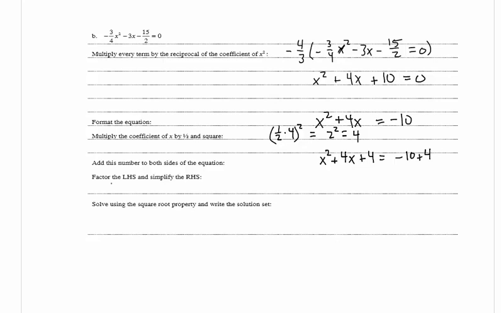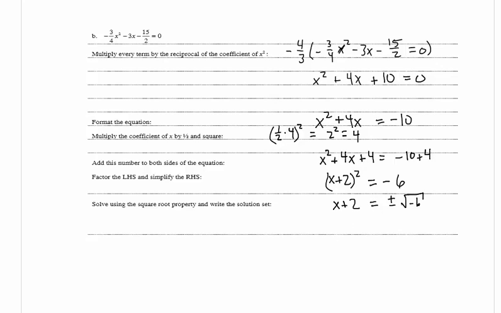Now we're going to factor the left-hand side and simplify the right-hand side. The left-hand side factors to x plus 2 squared, and that's equal to negative 6. Now we want to solve using the square root property and write the solution set. We're going to take the square root of both sides, and we will have x plus 2 is equal to plus or minus the square root of negative 6.